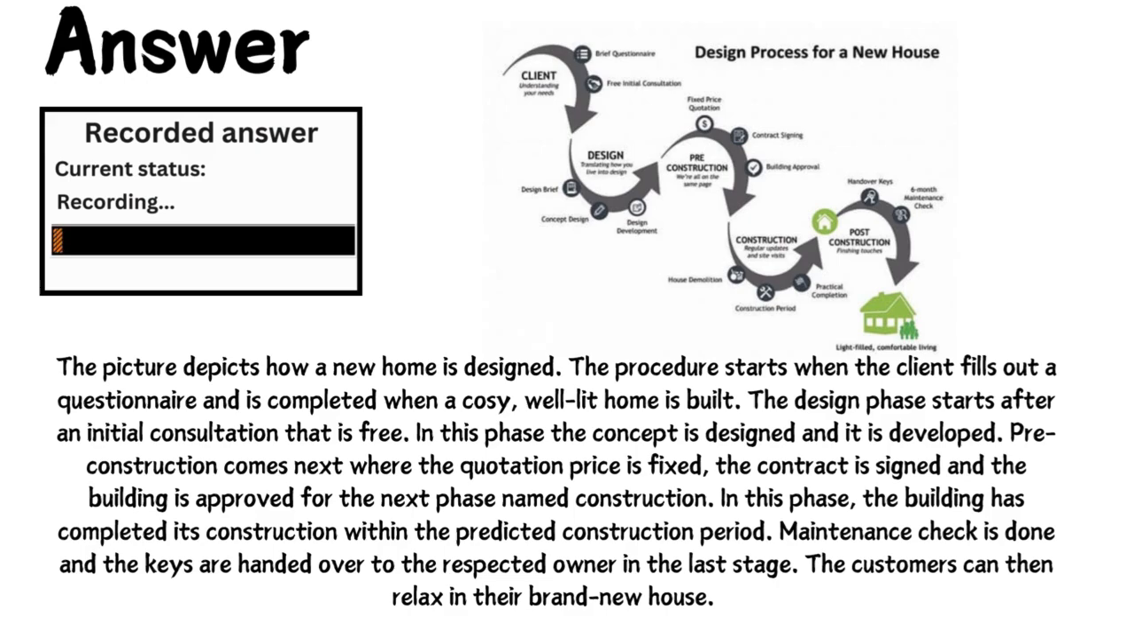The picture depicts how a new home is designed. The procedure starts when the client fills out a questionnaire and is completed when a cozy, well-lit home is built. The design phase starts after an initial consultation that is free. In this phase, the concept is designed and developed. Pre-construction comes next, where the quotation price is fixed, the contract is signed and the building is approved for the next phase, named construction. In this phase, the building is completed within the predicted construction period. Maintenance check is done and the keys are handed over to the respective owner in the last stage. The customers can then relax in their brand new house.